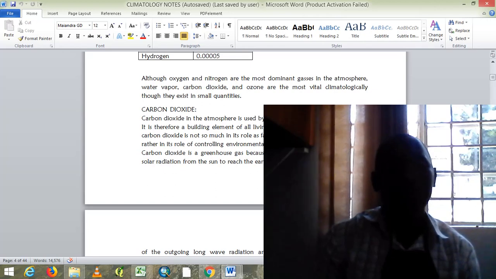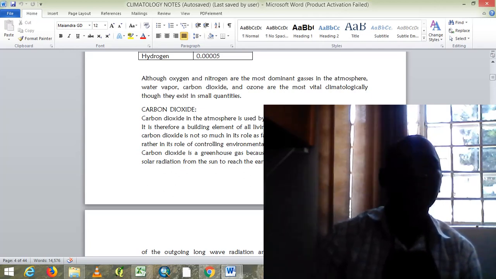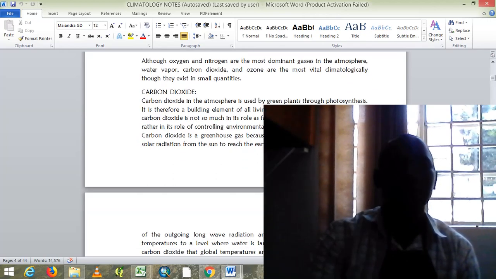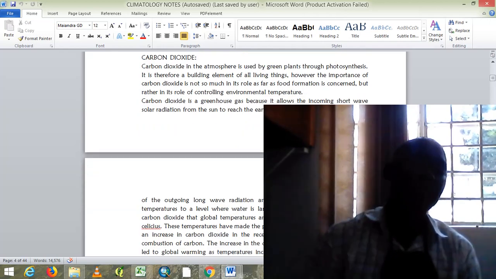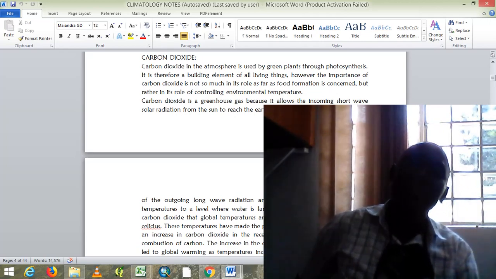But then we take note that its importance is not so much as far as food formation is concerned, but rather in controlling the environmental temperature. One thing you take note of is that carbon dioxide is a greenhouse gas because it allows the incoming shortwave solar radiation from the sun to reach the Earth's atmosphere, but also absorbs some of the outgoing longer wave radiation, and it helps to regulate the environmental temperatures to a level where water is largely in liquid form. That's what I told you, that if the carbon dioxide was not in the atmosphere, the seas and oceans would be frozen.